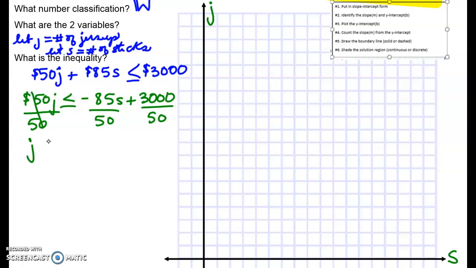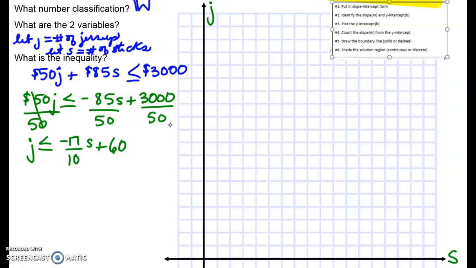And so our final equation or inequality in slope-intercept form will be negative 17 over 10s. You'll notice I reduced that. I divided both the numerator and the denominator by 5. Plus 60. And again, I've done that division there, 3,000 divided by 50.